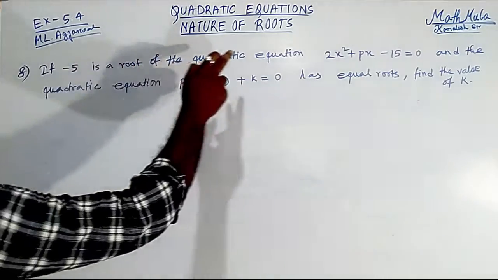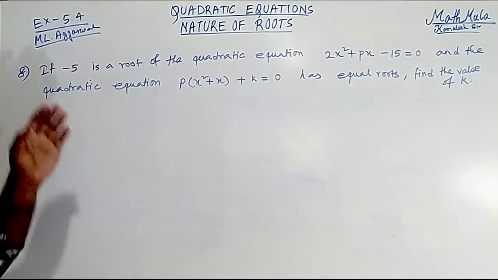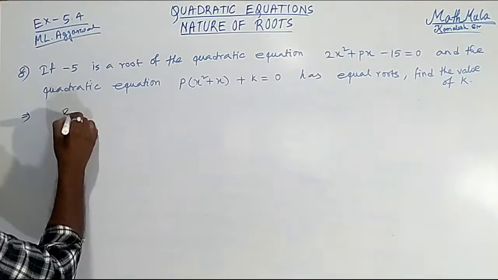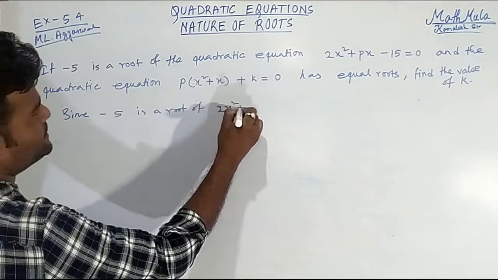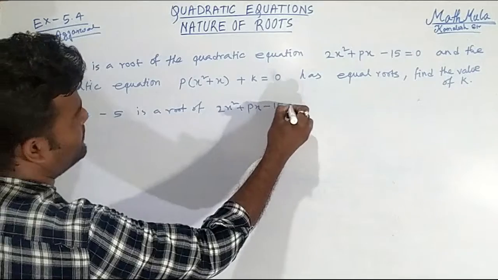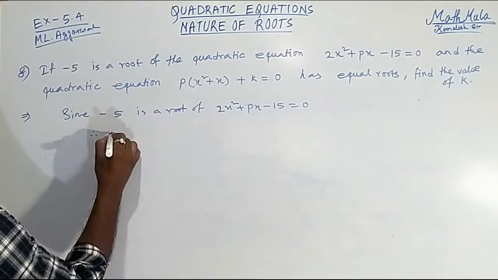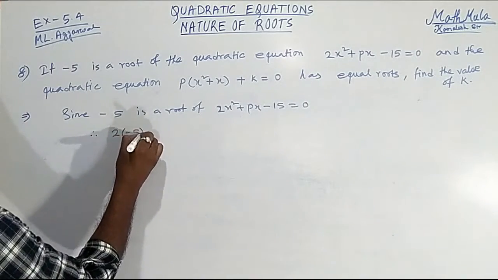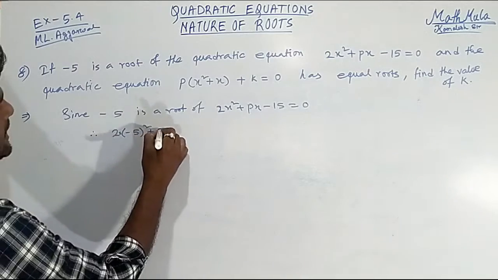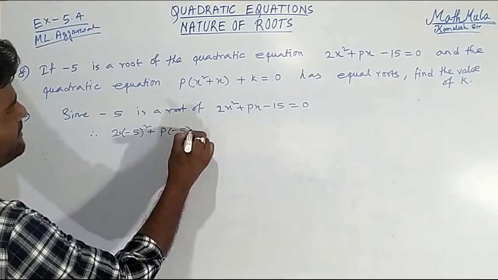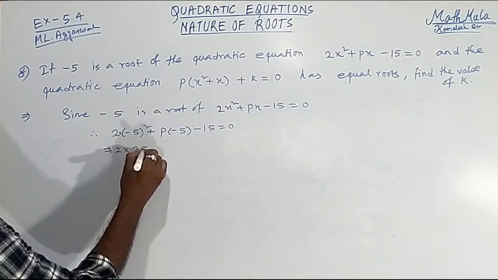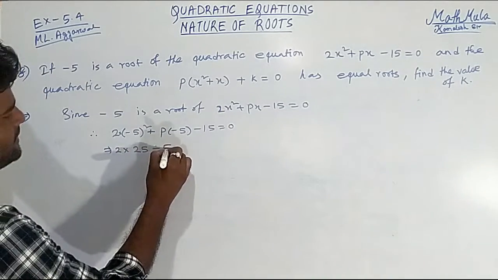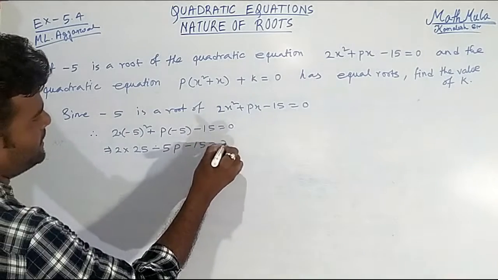Now for the first condition, minus 5 is a root of this equation. That means minus 5 satisfies this equation. Since minus 5 is a root of 2x squared plus px minus 15 equals 0, therefore we can say 2 of minus 5 whole squared plus p into minus 5 minus 15 equals 0. That is 2 into 25, plus minus 5p minus 15 equals 0.